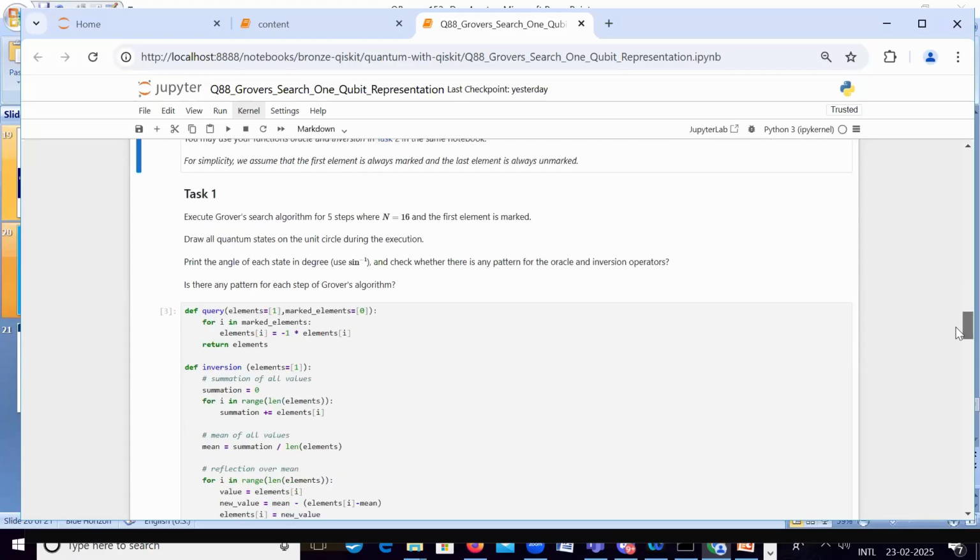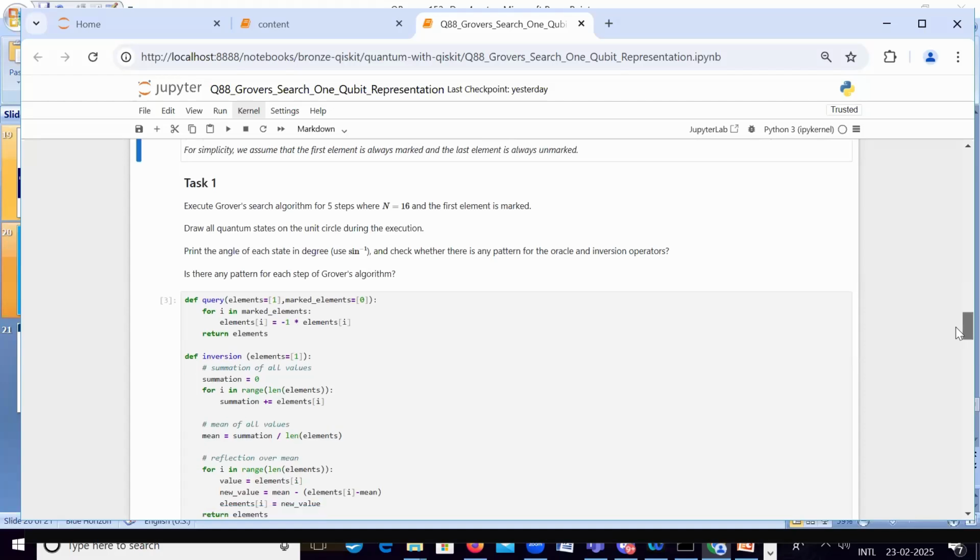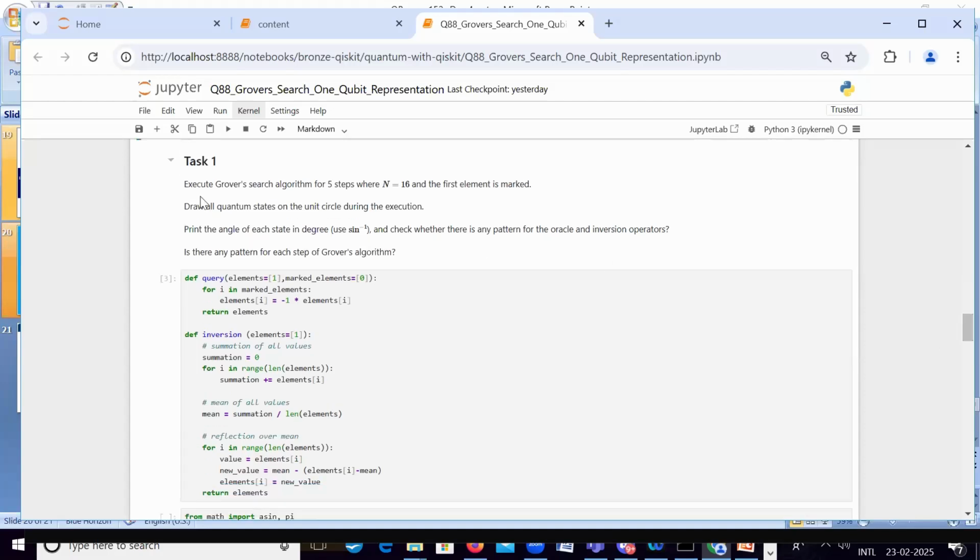The oracle function flips the bit if it finds or detects the element. Now here is the first task: executing the Grover search algorithm for 5 steps where n is equal to 16, which is the one we used in 2 or 3 different examples. Next is to draw the state on the unit circle during the execution to check the conditions.